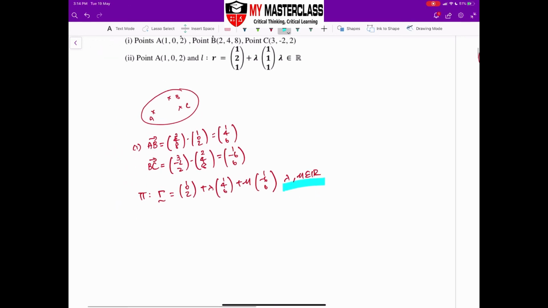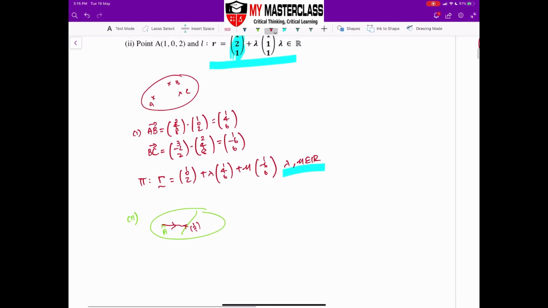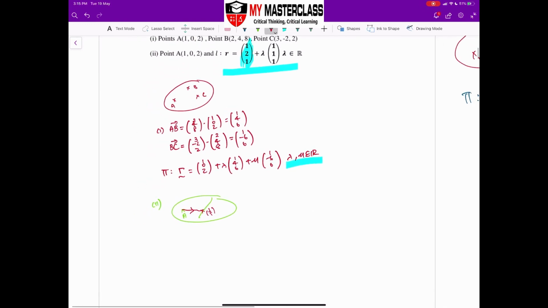Okay, we're going to talk about part 2. Part 2 consists of a plane with a point A and a line direction. So you do realize that the line already gives you one direction for your plane. However, you will need another direction over here. And from the line equation, I can see that (1, 2, 1) is a point that lies on the line. Since I have 2 points here, I can essentially find a direction to give me the second direction of the plane. So for the plane equation, first I need to go and find the direction.